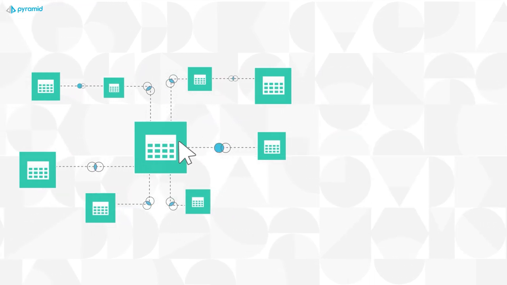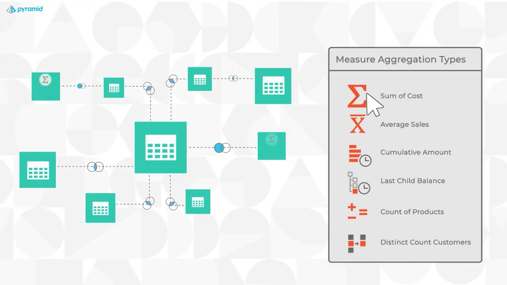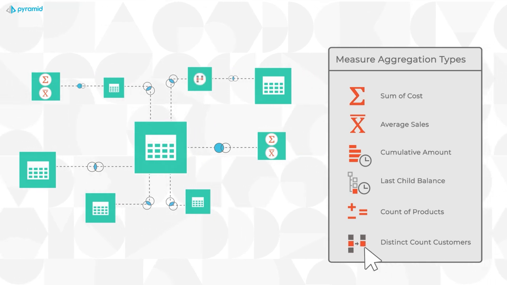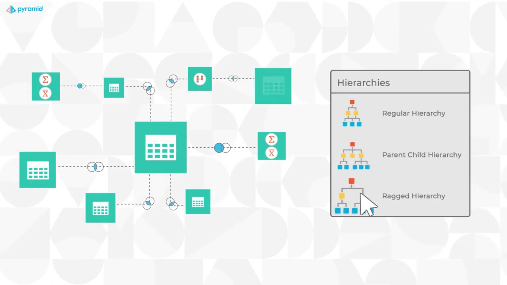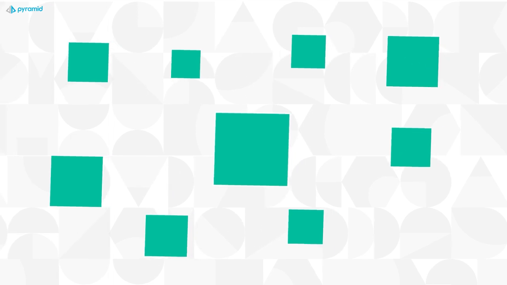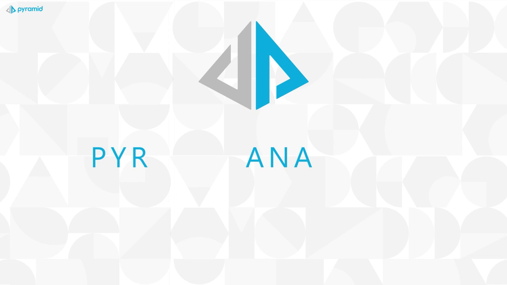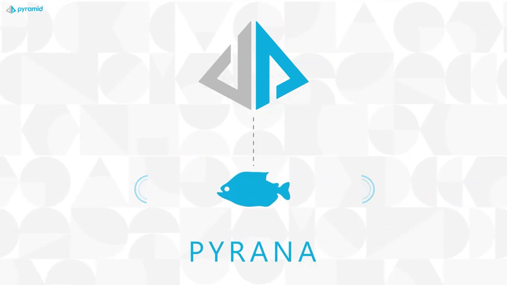interconnections. You can set metrics and their formats using basic aggregations like sum and average, or advanced options like distinct count and last child. And you can add hierarchies, including ragged and parent-child structures. Ultimately, the semantic models drive the ultra-fast Piranha query engine, which is the basis for resolving users' data visualizations and sophisticated analyses without cutting code.